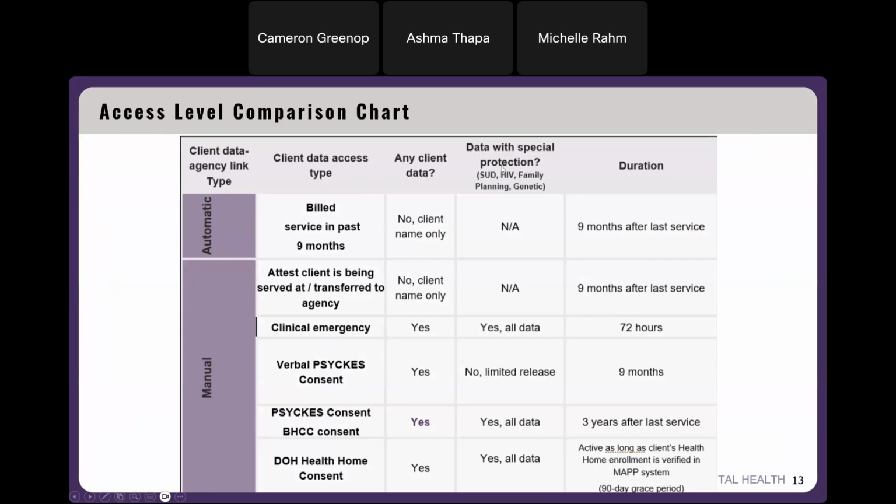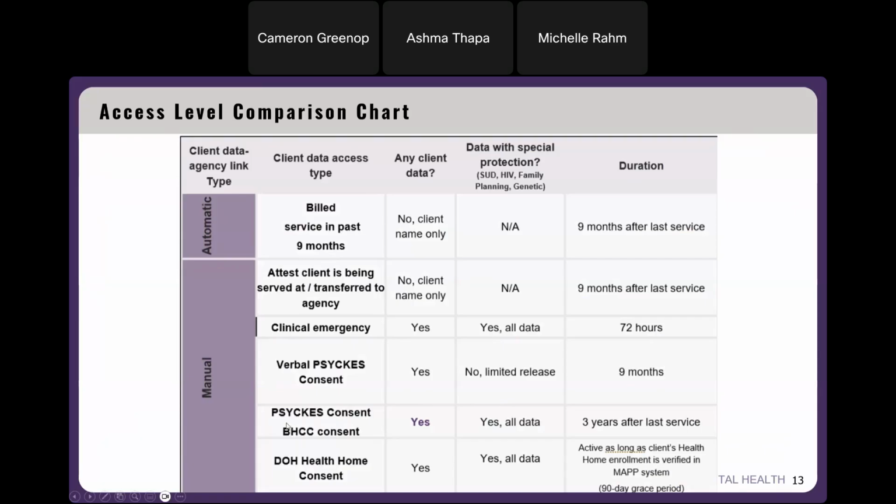Does that level of access include data with special protection? And for how long will you be able to view a client's clinical summary, depending on what type of access is entered. I will not be going over it in much detail, but just to reiterate, for clinical emergency, you will be able to see all available data for 72 hours. For verbal PSYCKES consent, you will be able to see the client data, but it's limited as it's not going to include data with special protection, and you can only view that for 9 months.